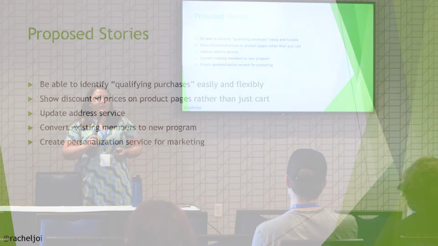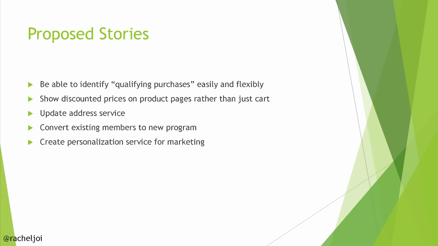So now we are in refinement, and these are the proposed stories. Being able to identify qualifying purchases easily and flexibly, to let marketing basically change their mind whenever. Show discounted prices on product pages rather than just cart. So this would be either the 10% or the 5%. Update the address service to allow multiple addresses to be shipped to. Convert the existing program members to the new program, and create a personalization service for marketing.